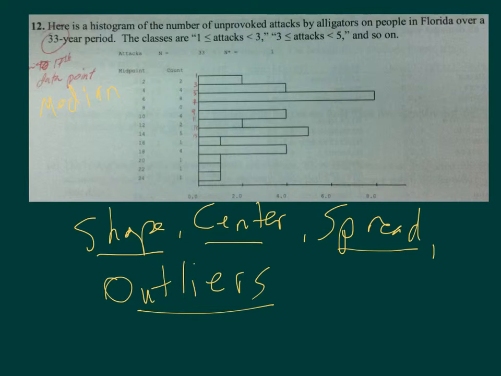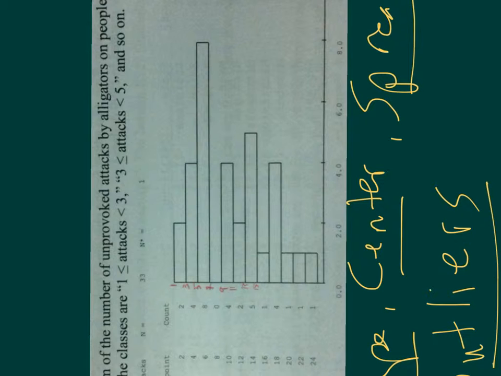All right, and lo and behold, part B gets that. So part A says, what's the overall shape of the distribution? All right, let's take a look at that. Overall shape looks to me to be slightly right skewed. So I wrote, the graph appears to be slightly right skewed. Definitely not mound shaped. It's definitely not bimodal.